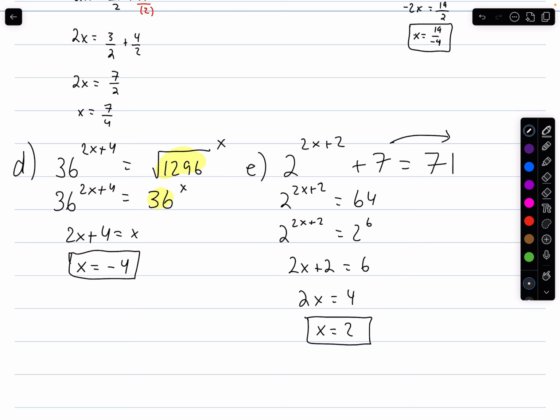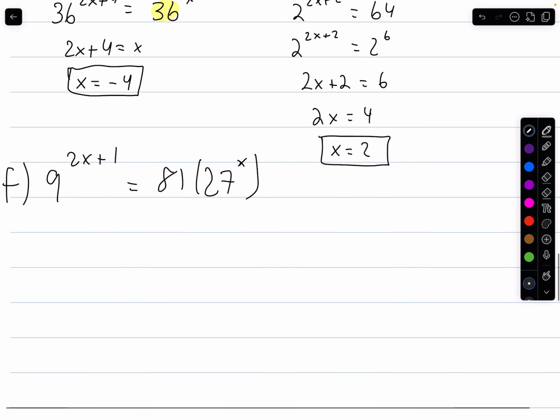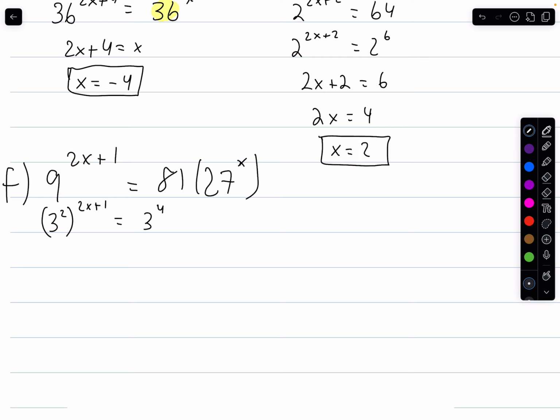Cool. And last but not least, let's do F. 9 to the 2x plus 1 is equal to 81 times 27 to the x. Okay, this one's also very interesting. There's a multiplication sign happening. So here, I'm going to make this 3 squared for the 9. But the 81, I'm going to make it 3 to the 4. And the 27, I'm going to make it 3 cubed, so it's actually going to be 3 to the 3 to the power of x. Okay, interesting. So here, we're going to have 3 to the 4x plus 2.